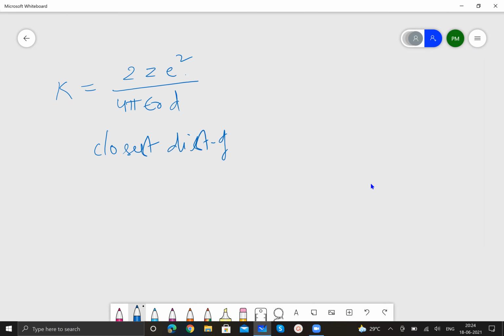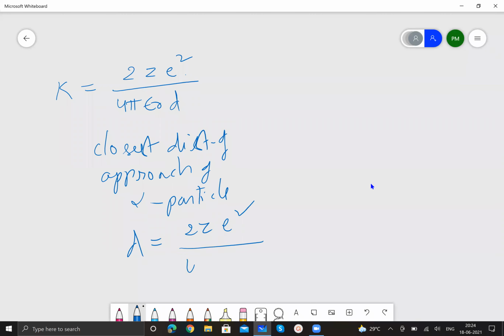We'll continue. I wrote the formula for the kinetic energy with which the alpha particle approaches the gold nucleus as 2Ze square by 4 pi epsilon 0 d. Sometimes in the problems you will be asked the closest distance of approach of the alpha particle. You will get problems based on this. d is equal to 2Ze square by 4 pi epsilon 0 K, where 1 by 4 pi epsilon 0 value is 9 into 10 to the power of 9 farad meter inverse.